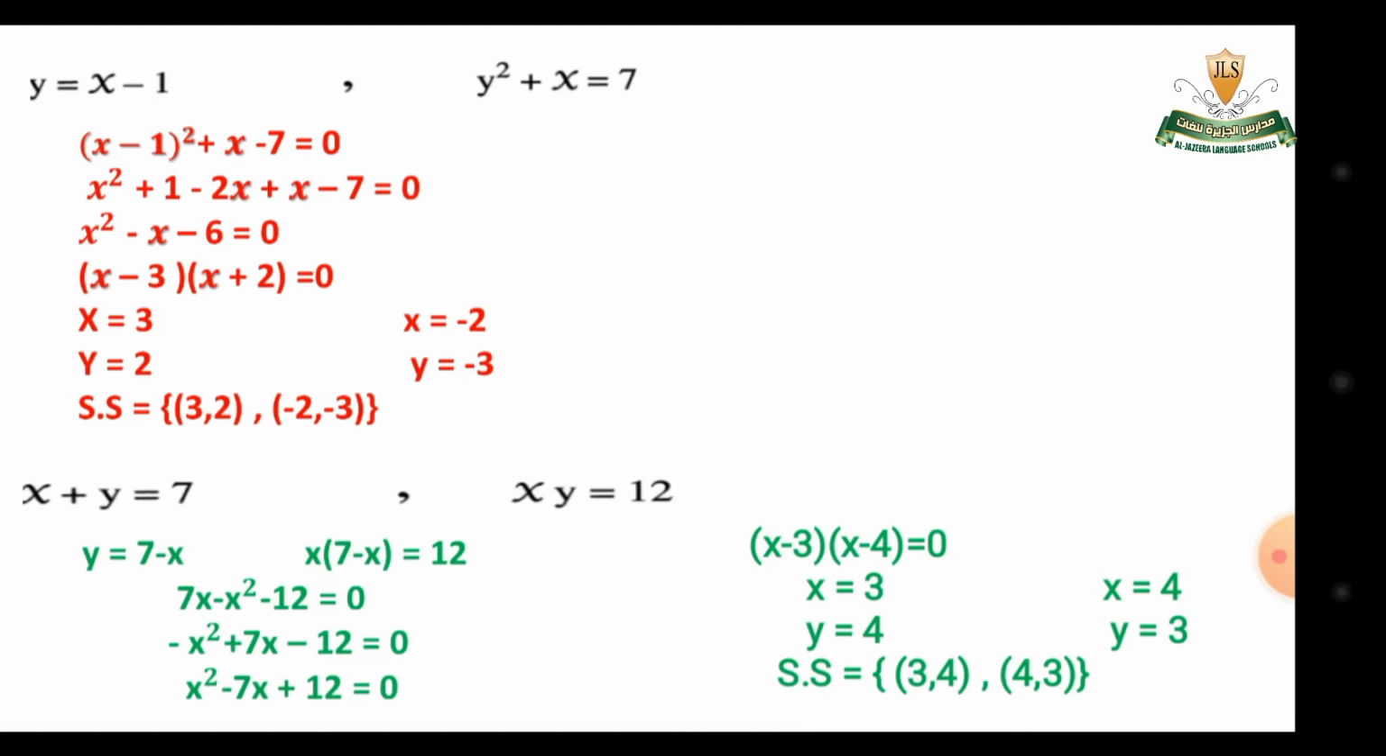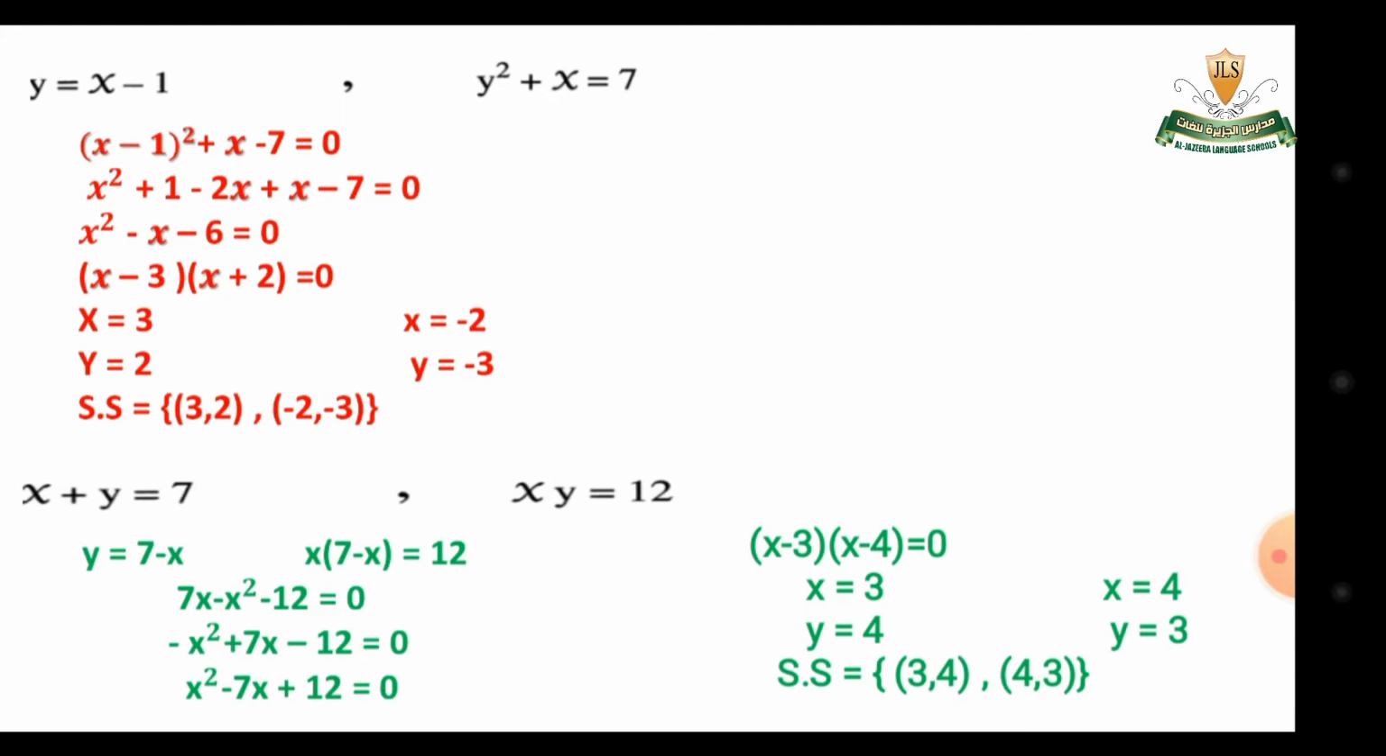So we put y equals x minus 1 in the second equation. We get (x minus 1) power of 2 plus x minus 7 equals 0. We expand this perfect square as x power 2 plus 1 minus 2x plus x minus 7 equals 0. We add the like terms. We get x power 2 minus x minus 6 equals 0.